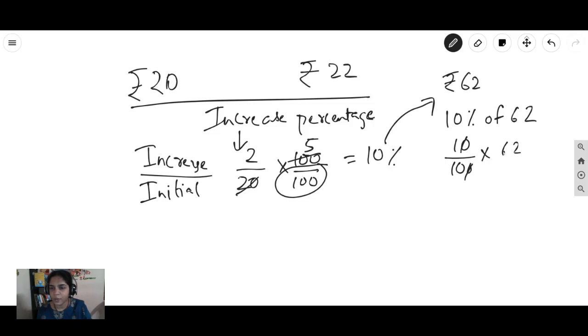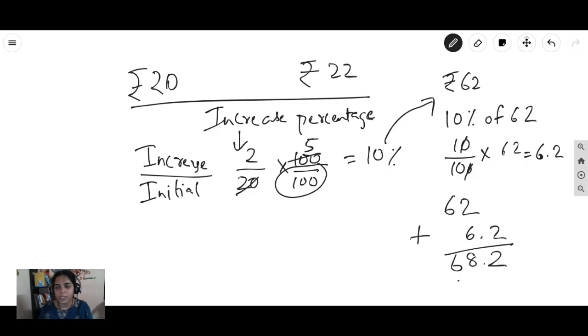When we simplify this one, we get 6.2. That means 6.2 rupees is the increase itself. If the actual price was 62 yesterday and the increase is 6.2 rupees, the product is going to cost me 68.2 rupees today. Okay, watch this part a few more times, then you will understand what we are doing here. Correct? So this is called increase percentage.